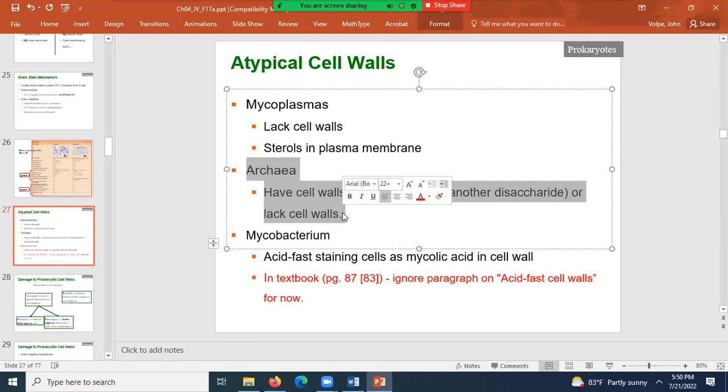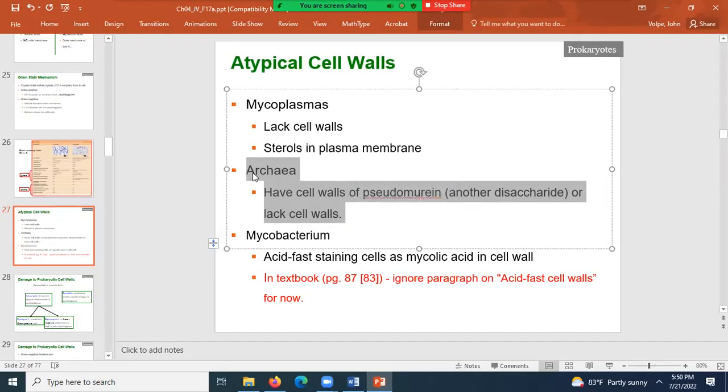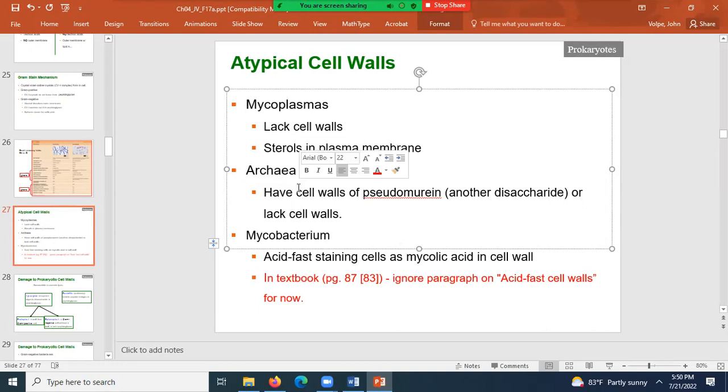Generally speaking, in this class, we won't be talking about the archaea, also called the archaebacteria, because none of them are human pathogens. And the focus of this class is on human pathogens. So the archaea are important for microbiologists, but for you guys, they're just not as important as the bacteria.